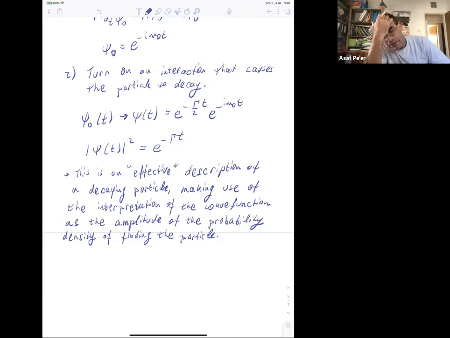Now we did not make any use of the probability of finding the decay products, right? Of course, the probability of finding either the original particle or the decay product is unity. But we did not ask this question. We only asked what is the probability of finding the original particle itself after some time t.